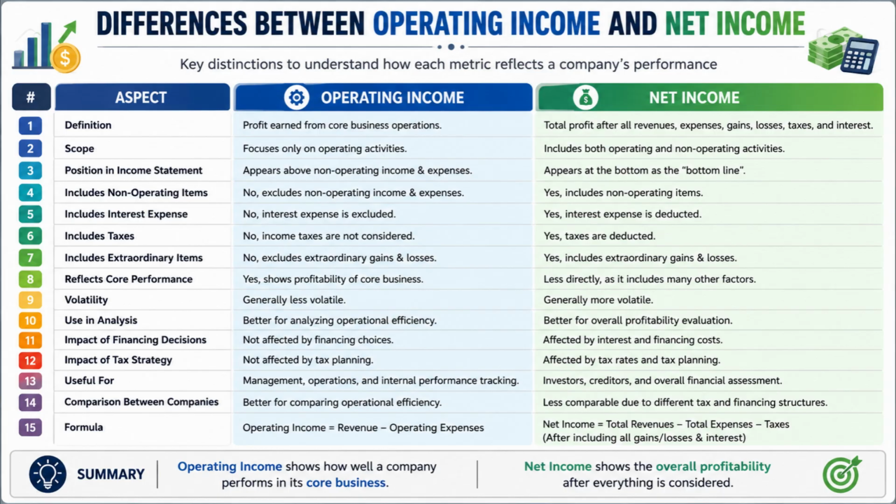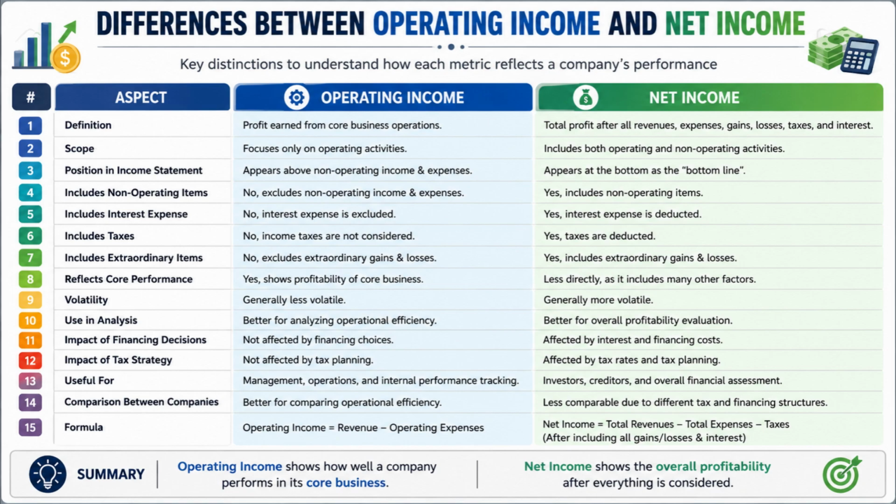Number 11. Operating income is not affected by financing decisions, whereas net income is directly influenced by interest costs and financing arrangements. Number 12. Operating income is not significantly affected by tax planning strategies, whereas net income can vary based on tax rates and tax management decisions.